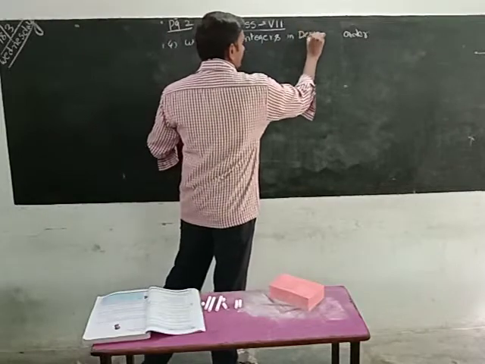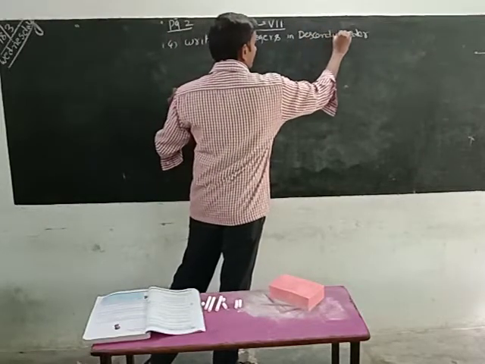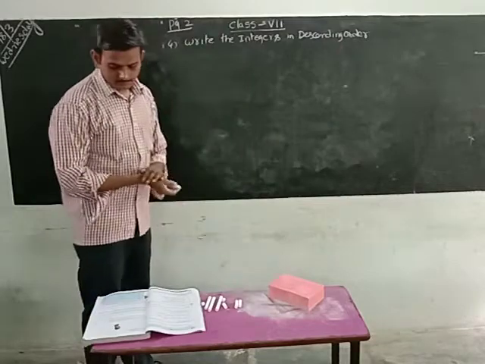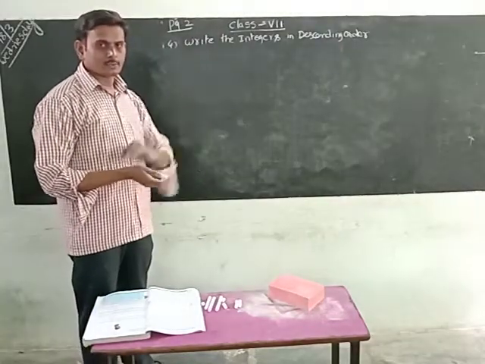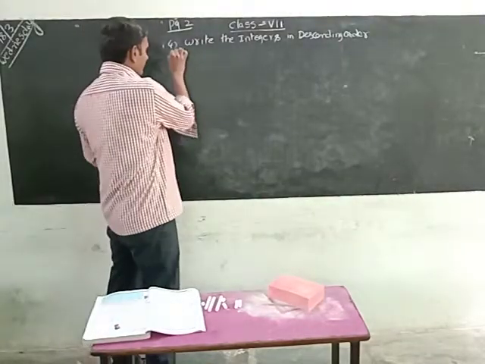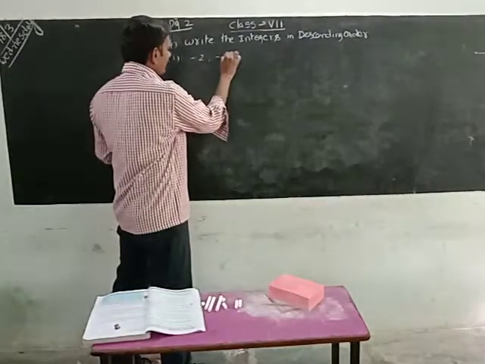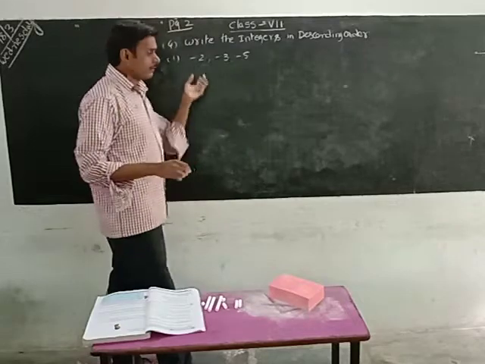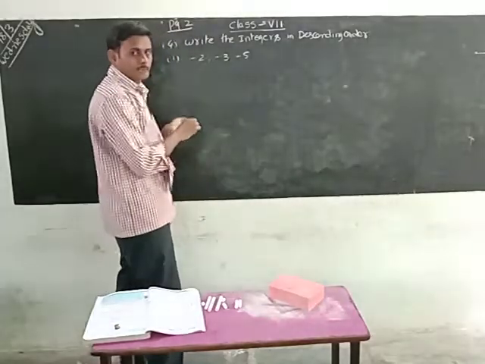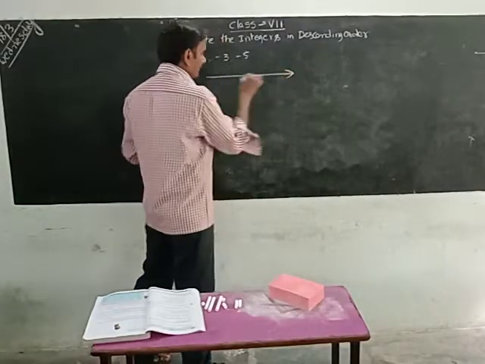Next, fourth round. Descending order. Descending order means arrange your numbers from big to small. What is the question given? First question: minus 2, minus 3, minus 5. These three numbers are given. Arrange on your number line. Take a number line.